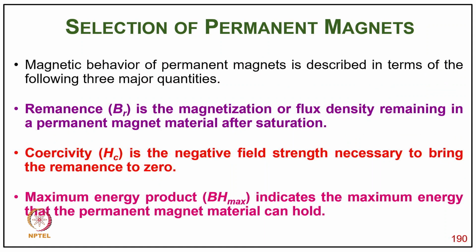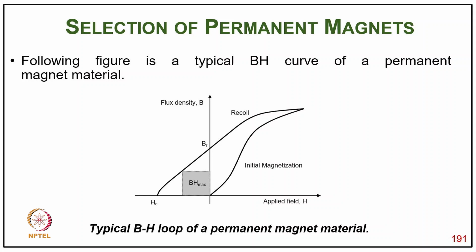So the magnetic behavior of permanent magnets is described in terms of the following three major quantities. Remanence, also called residual flux density, is the magnetization flux density remaining in the permanent magnet material after saturation. Coercivity is the negative field strength necessary to bring the remanence to 0. And the maximum energy density product indicates the maximum energy that the permanent magnet material can hold. So following the figure, this is a typical BH curve for magnet material, which explains Br and Hc, as well as the total characteristic, how much the energy density is in the second quadrant. Typically you get the total energy density from this characteristic.